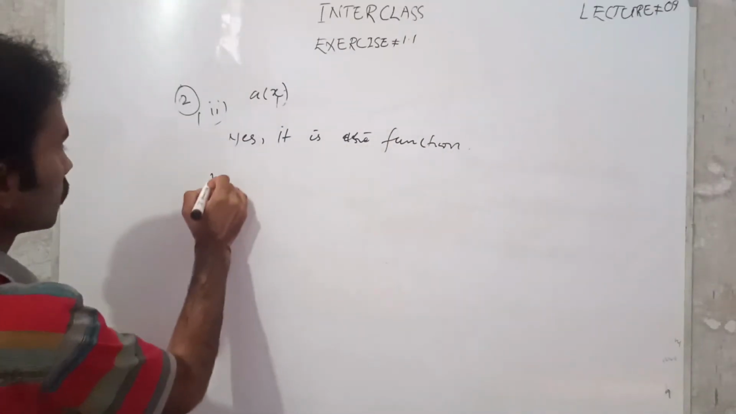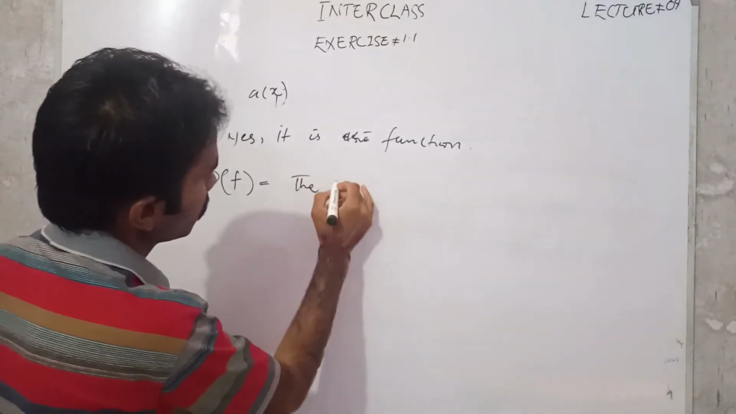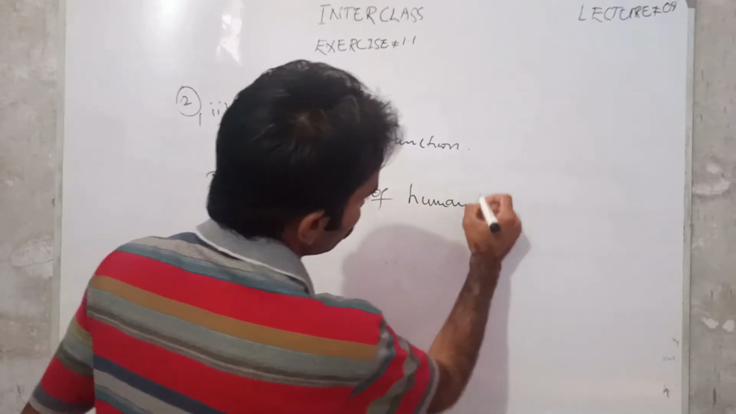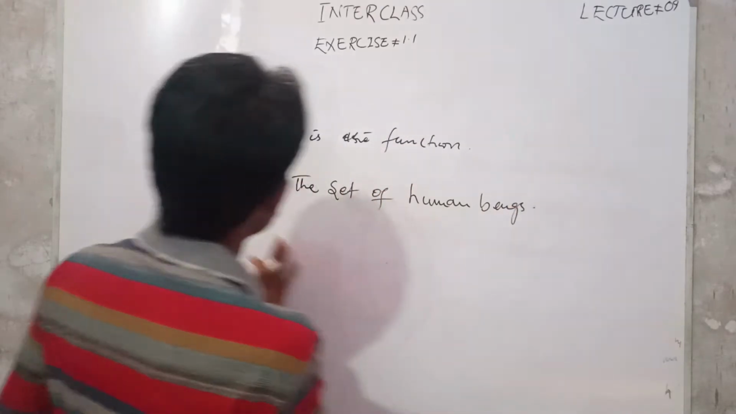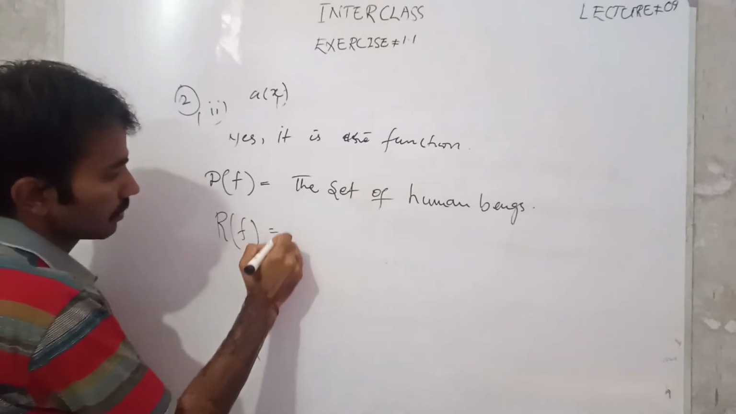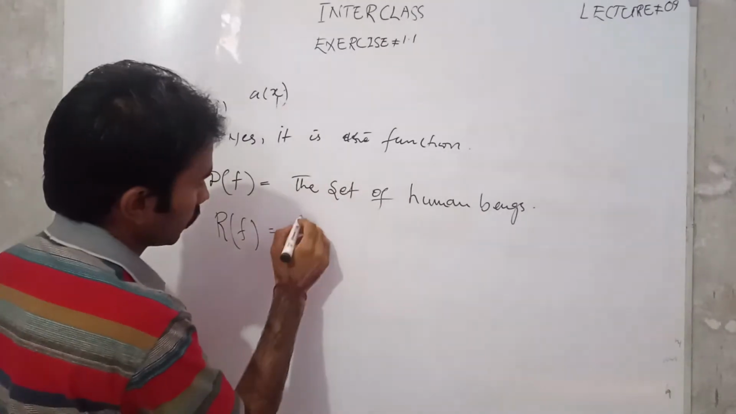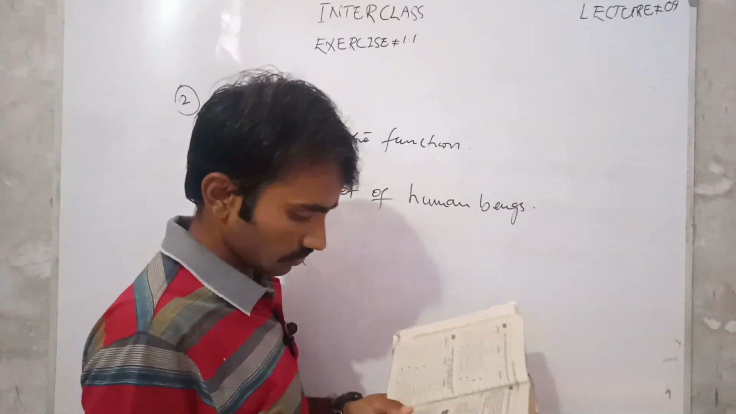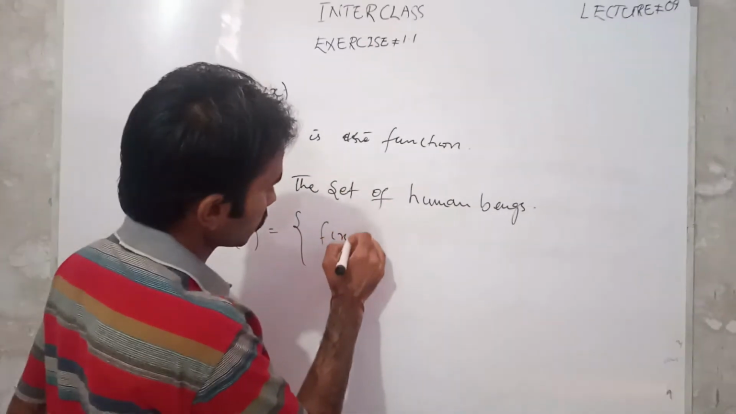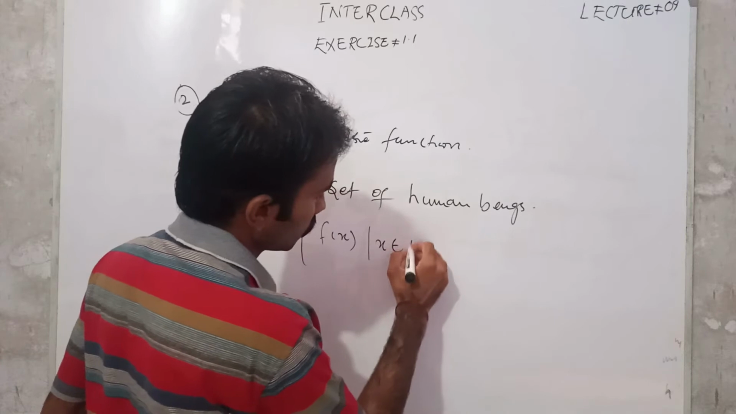The domain will be D of f, the set of human beings. This is the domain, and now we will find the range. The set of human beings is the domain, and the range will be f of x, where x belongs to the real numbers.